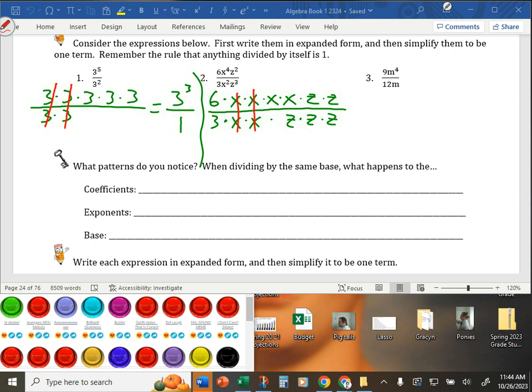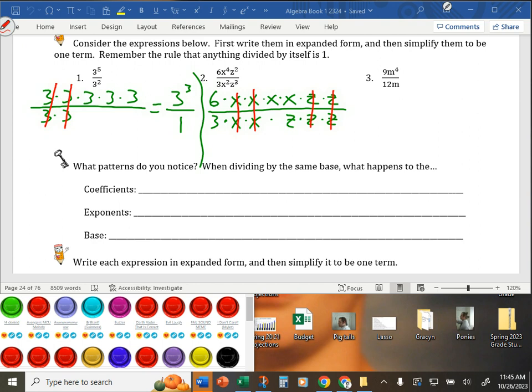Can I cancel out this x and z here? No, because they're different bases, right? I don't know what x is. I don't know what z is, but I know they're not the same thing, therefore they can't be canceled out. However, this pair of z's canceled out, and this pair of z's canceled out. So I do know they are the same thing. Right?